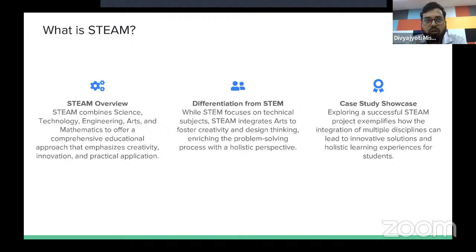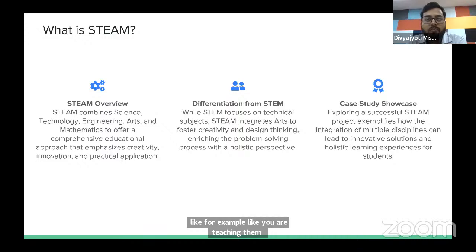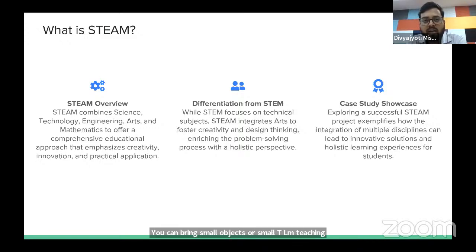For example, if you are teaching them a light subject, you can give them relevant examples of mirrors. You can bring small objects or small TLM teaching materials in your live class, and you can show them those activities through an experimentation process. Because when we talk about science or mathematics, the reason students have a phobia around these subjects is that most of the concepts are in a theoretical, definition format, so they are not able to visualize those concepts in real world scenarios.